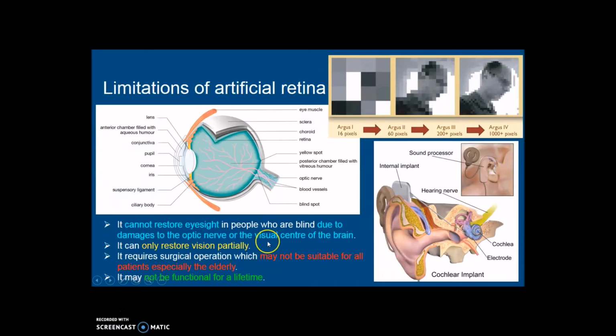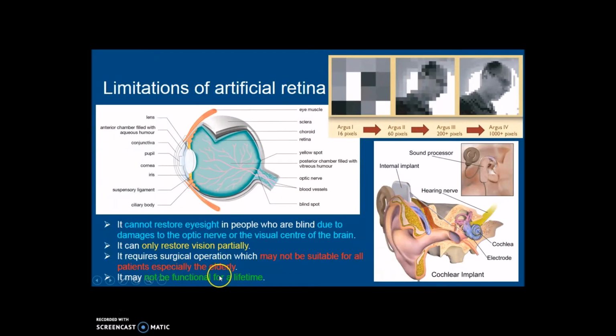And also, not the visual center but the auditory center, that means the center for hearing in your brain, may be damaged. So even if the auditory nerve is intact and the nerve impulse can be transmitted to the brain, the brain cannot analyze the impulse at all. So even a patient with a cochlear implant cannot hear things normally, right?